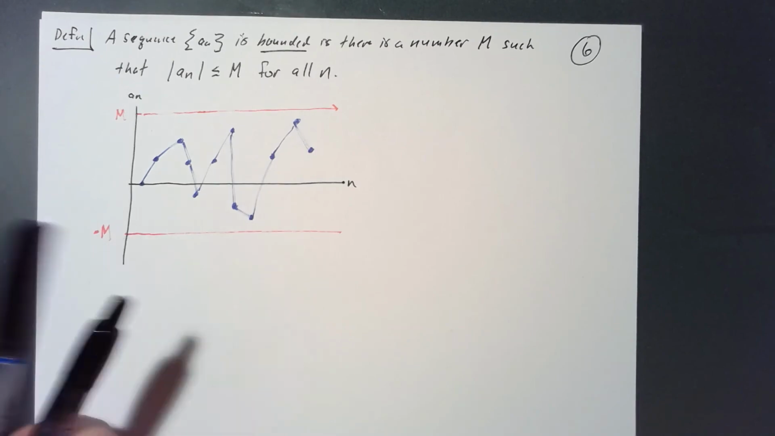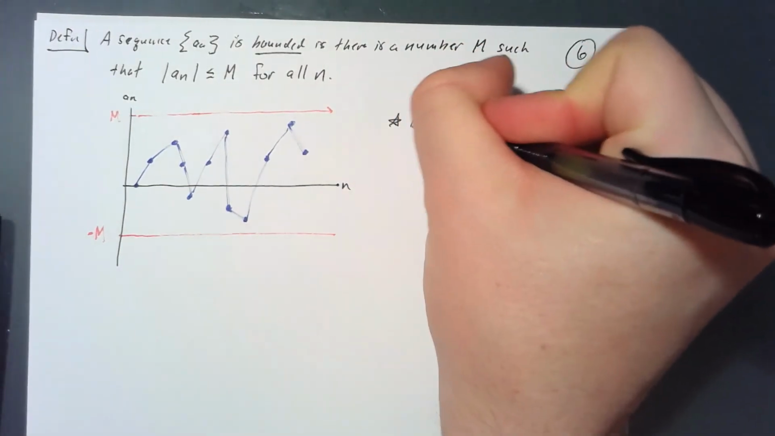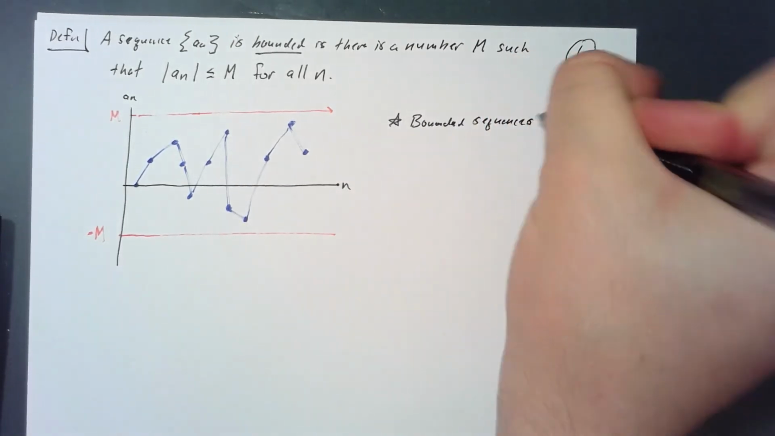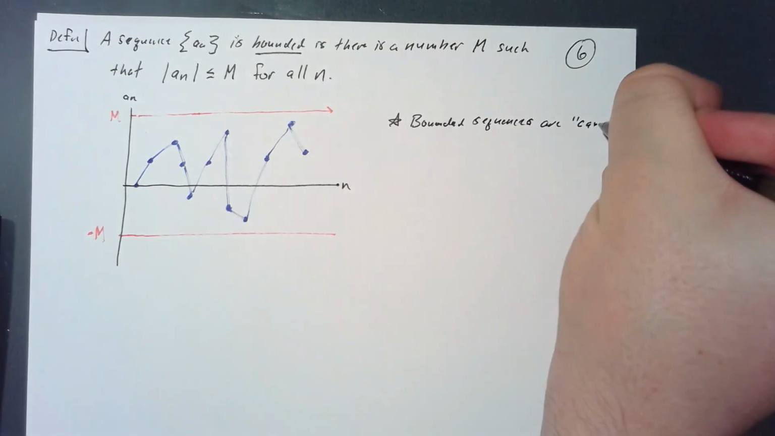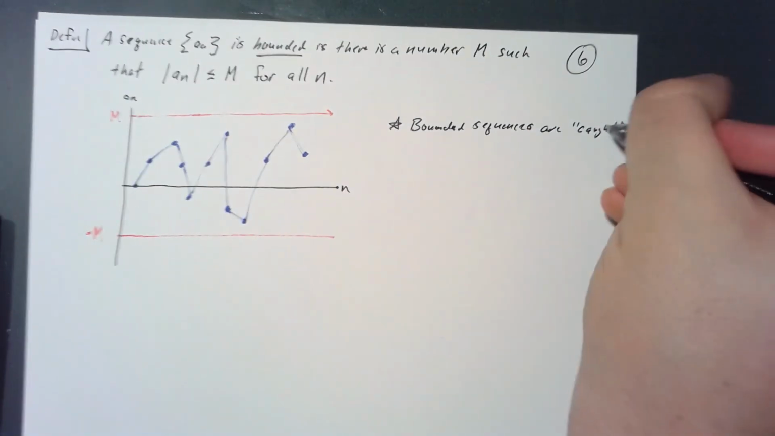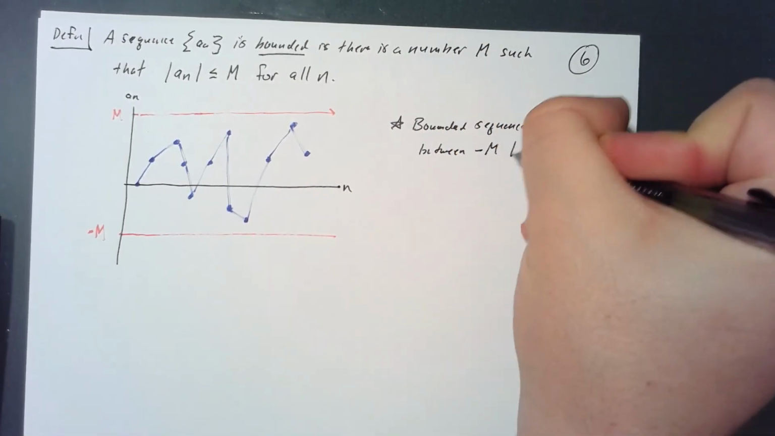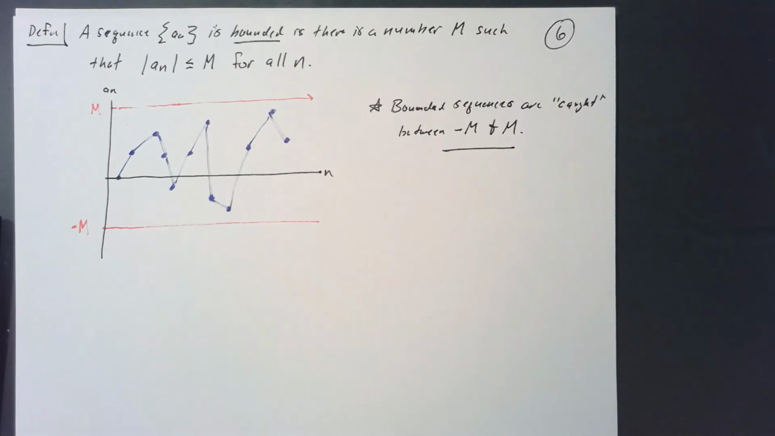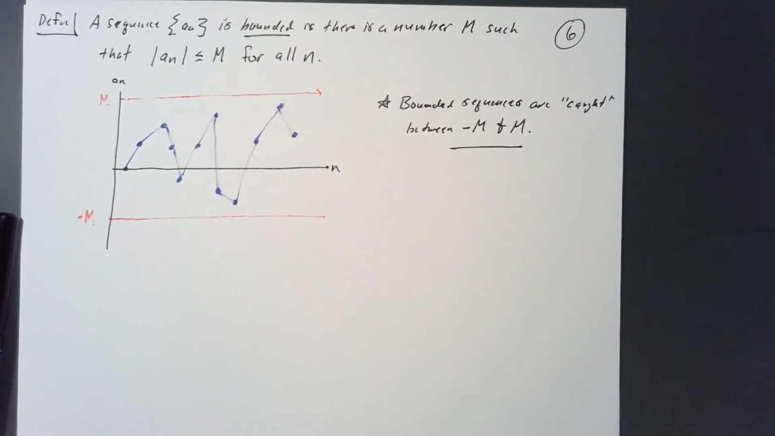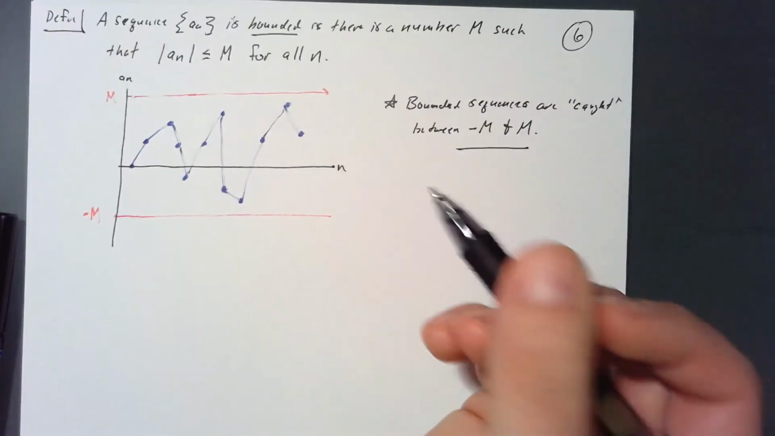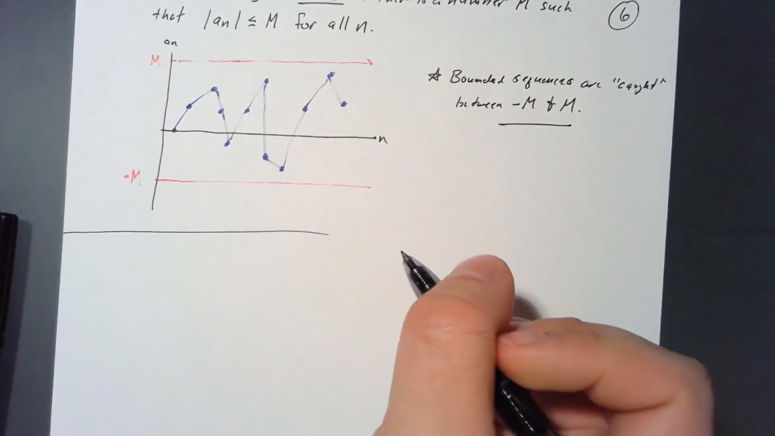So bounded sequences are caught between negative m and positive m. That's it. That's what we mean by bounded. But if you want to show that a sequence is bounded, all you have to do is show that there's a value that it's caught between. That's really it. And it's really straightforward.